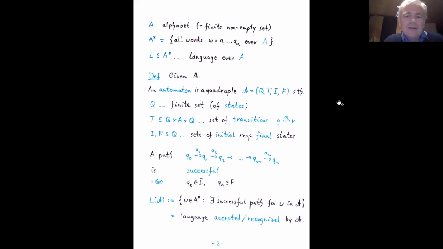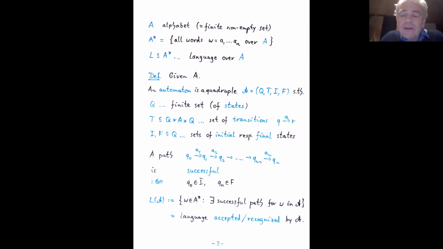So to fix notation, let A be an alphabet, a finite non-empty set, then A star is the collection of all words over A, and any subset L of A star is called a language over A. Now, given an alphabet, an automaton for us will be a quadruple having a finite set Q of states, then transitions, which are triples having two states and a letter. And we have, as usual, initial and final states.